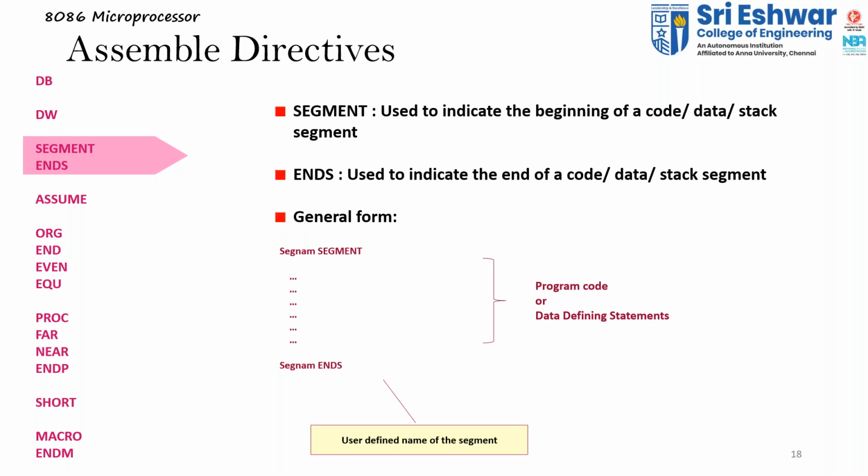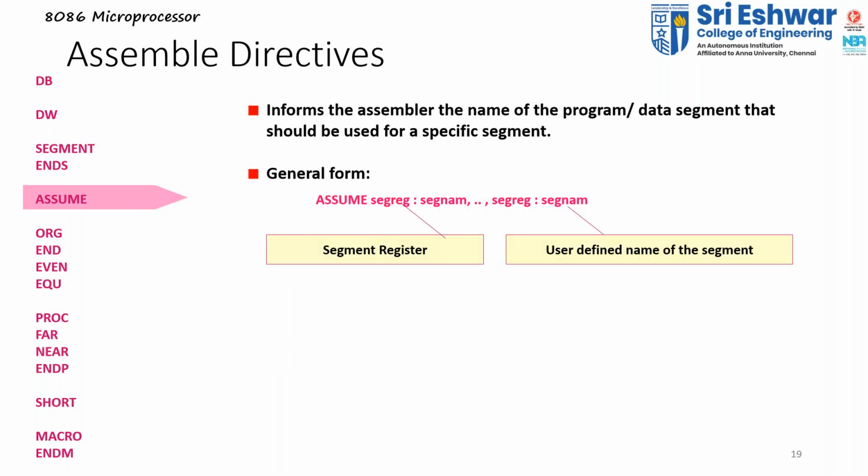Next, we have many segment registers: code segment, data segment, extra segment, and stack segment. I'm going to put data inside any of those segments using this assembler directive. Next comes ASSUME. You might have seen this ASSUME in your program: ASSUME CS:CODE, DS:DATA.